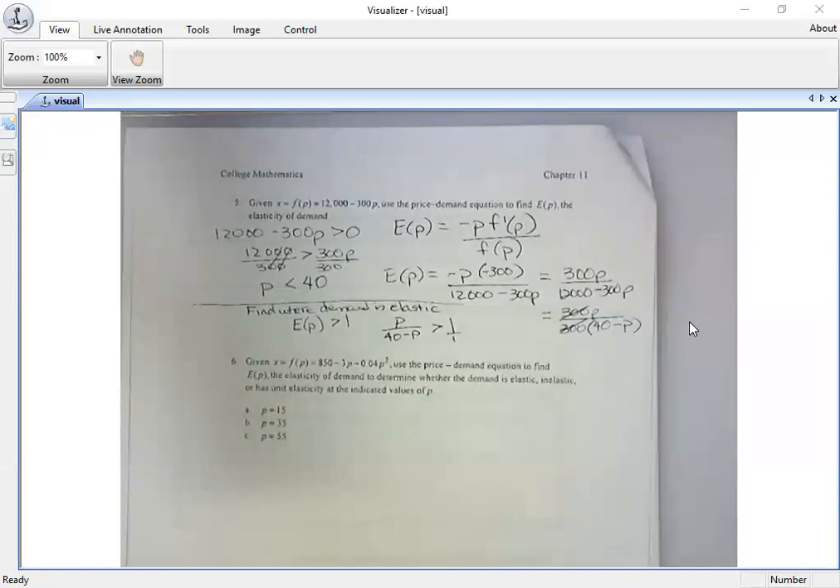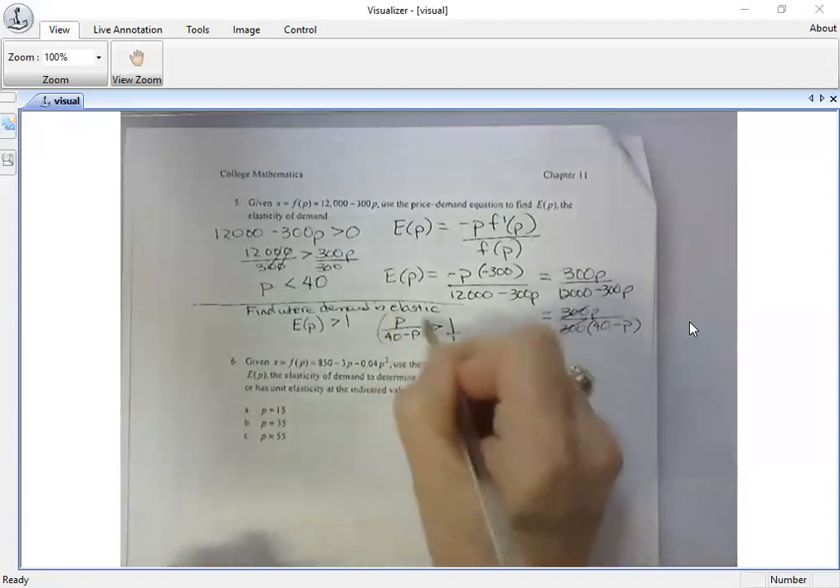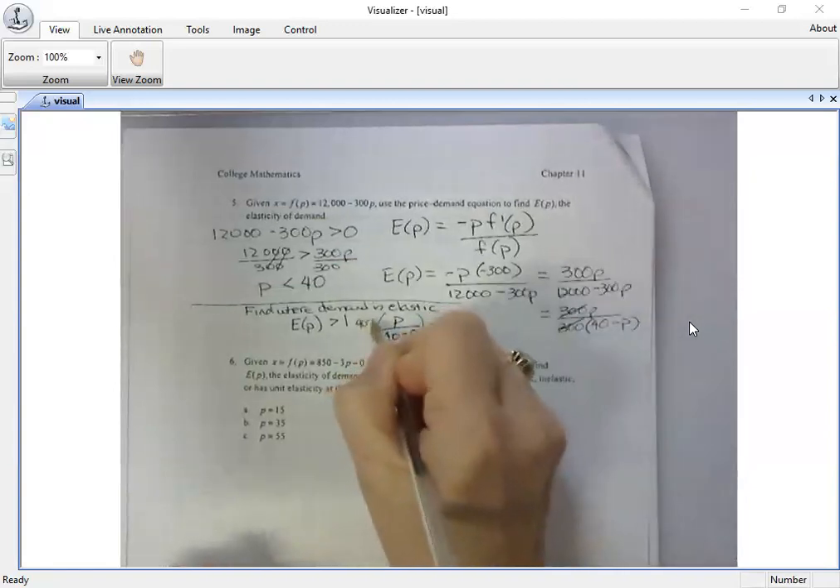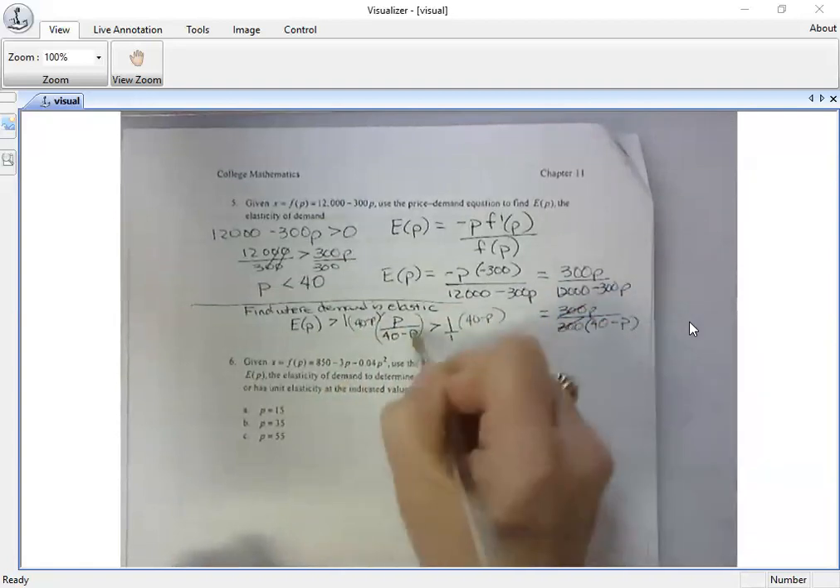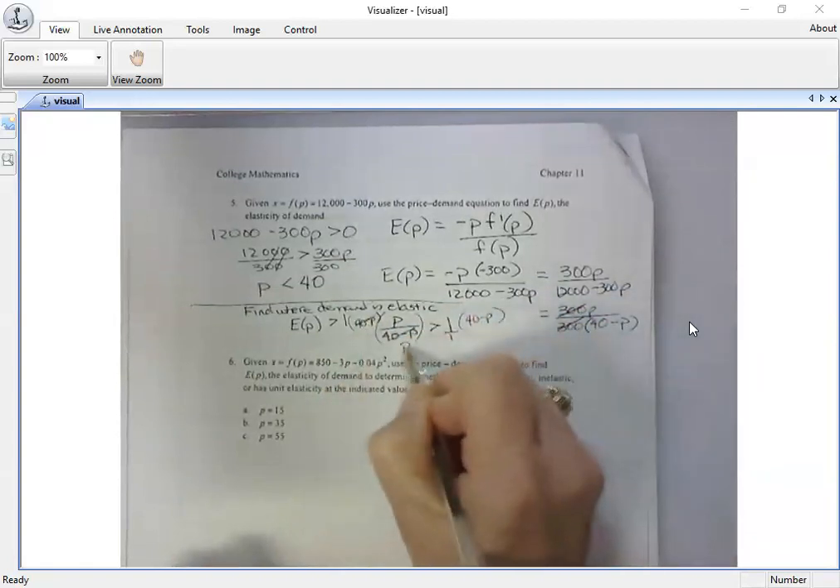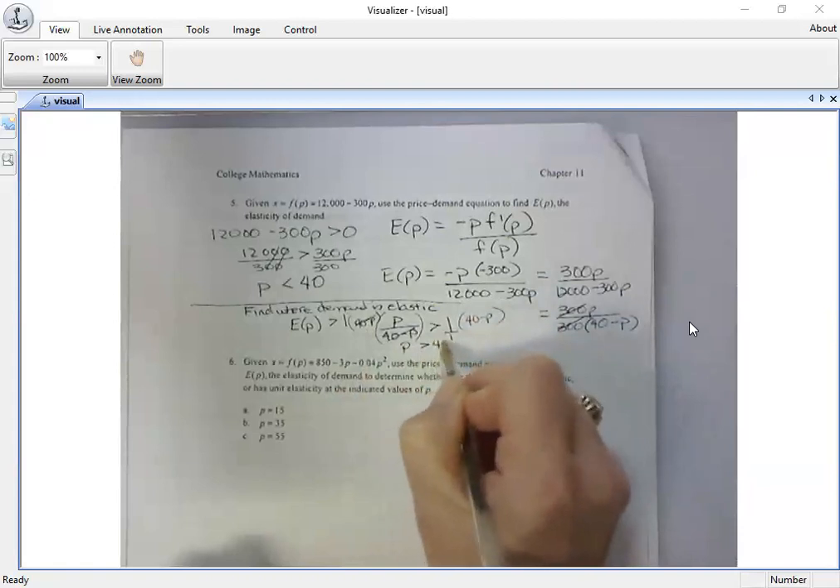I don't think I want to leave it as a fraction. So how could I get that 40 minus P out of the denominator? Well, let's cross multiply, exactly. Or think of it as multiplying each side by the common denominator, 40 minus P. So if I multiply this side by 40 minus P, and I multiply this side by 40 minus P, wouldn't you agree that P needs to be greater than 40 minus P?